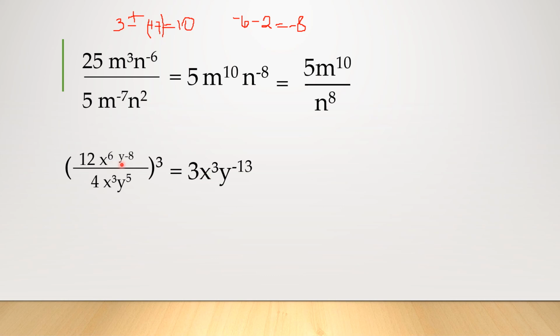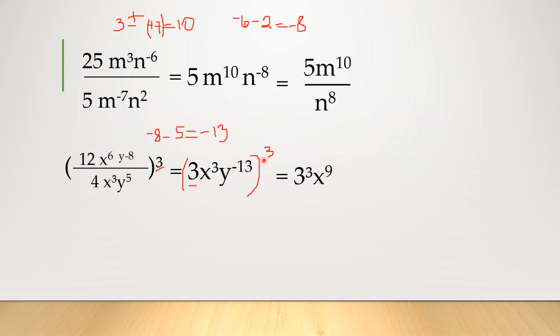Sa y naman, y raised to negative 8 and divided by y raised to the 5th power. So, ima-minus lang natin, di ba? So, ito ngayon ay negative 8 minus 5. And that is equal to negative 13. Kaya ang exponent ngayon ng y is negative 13 here. Now, meron pang exponent na 3. So, ibig sabihin ito, i-erase pa natin yan sa 3. Lahat yan. Okay? So, ano na ngayon magiging sagot natin dyan? Ibig sabihin ang 3 raised to 3.